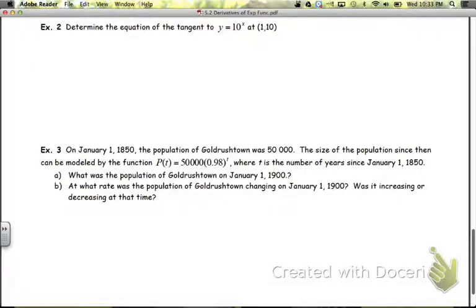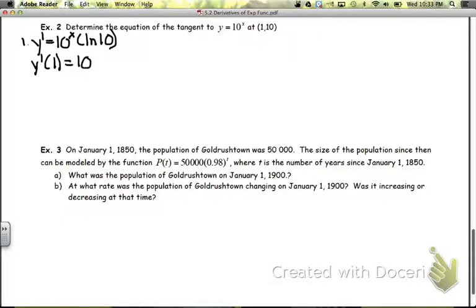Now in our second example, we want to determine the equation of the tangent to y equals 10 to the power of x at the point (1, 10). So our first step always is going to take the derivative. So the derivative of our function is equal to 10 to the power of x ln 10. Now since I know that we want the equation at this point, (1, 10), I'm going to sub in 1 there for my x value. So this will tell me the slope at this point.